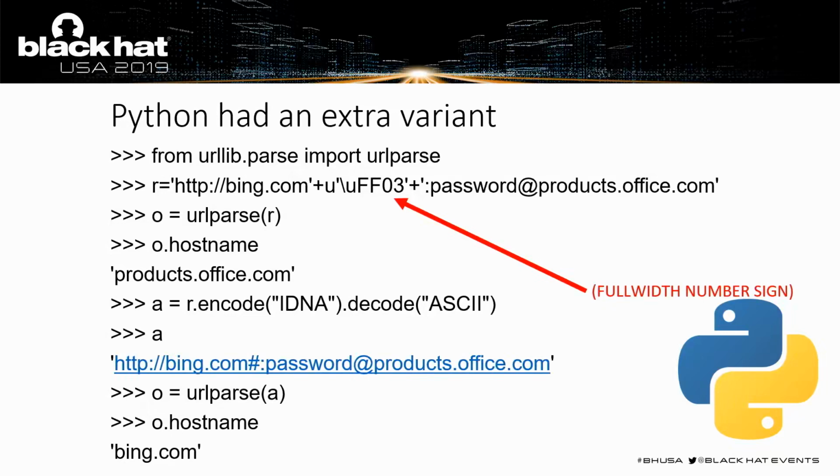But once you normalize this, well, it turns out that the username would also get normalized. And that full width number sign becomes a pound sign now. And so everything after it is the fragment. And the hostname is just whatever was before it. So in this case, the hostname goes from being products.office.com to being bing.com.